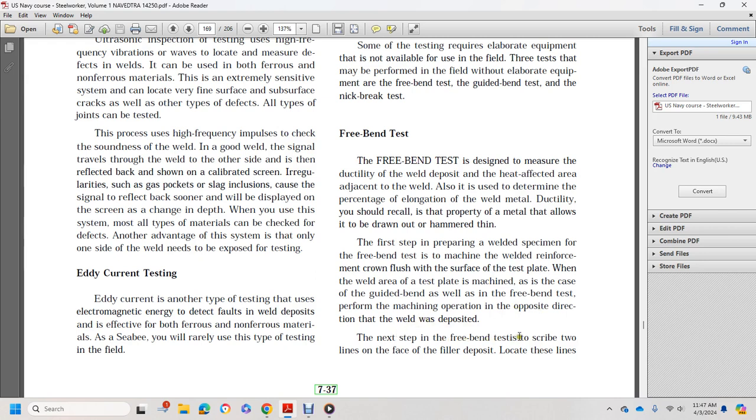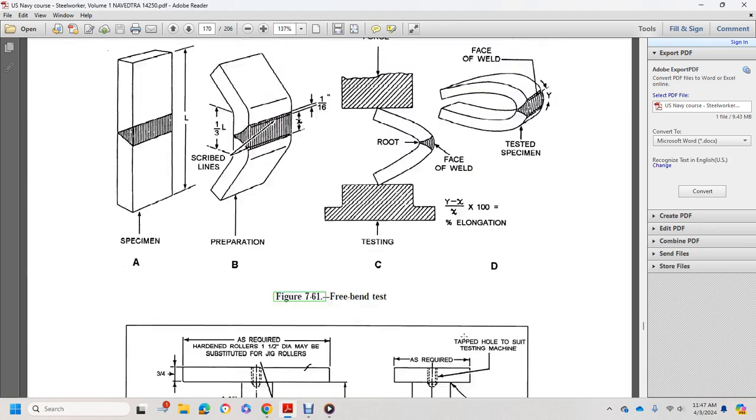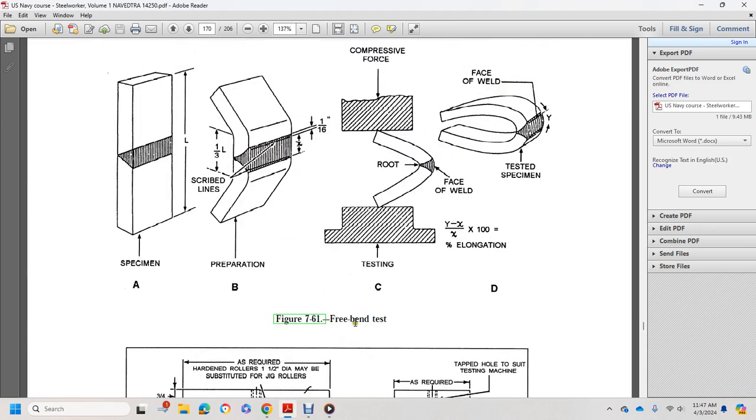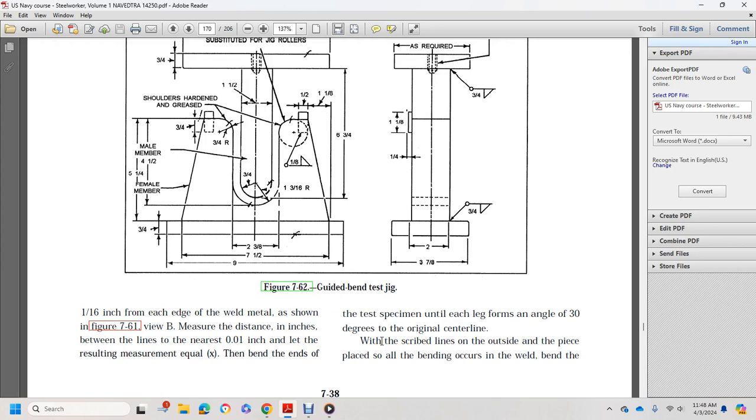The next step of the free bend test is to scribe two lines on the face of the filler deposit. Locate these lines, and then see Figure 7-61, which shows the specimen, the preparation, the testing, and the elongation of the face and root weld elongation. Guided bend test jig. Place the lines 1/16 of an inch from each edge of the weld metal, as shown in Figure 7-61, view B. Measure the distance in inches between the lines to the nearest 1/1000 inch. Let the resulting measurement equal X.